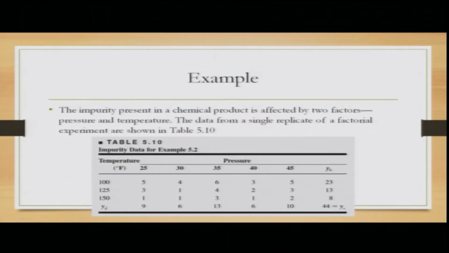The impurity present in the chemical products is affected by two factors, pressure and temperature, and the data from a single replicate of the factorial experiment is shown in figure 5.10. The temperatures are along the first column: 100, 120, 125, 150, and the pressure values are 25, 30, 35, 40, 45. The cell values are inside the matrix.